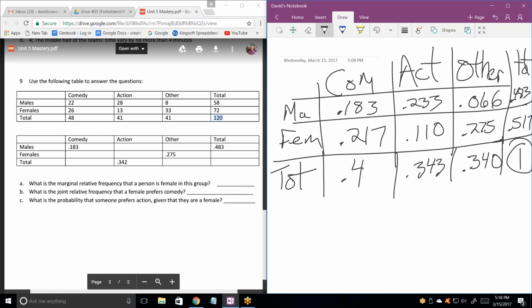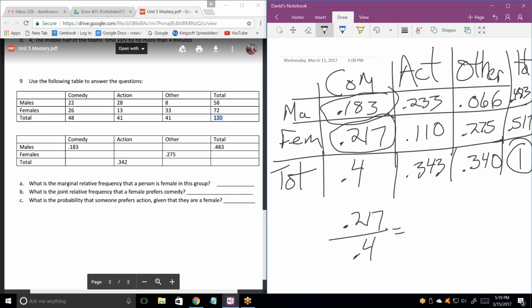What's the joint relative frequency that a female prefers comedy? Again, I don't know what they want here. In other words, males like comedy that percentage of the time, females like comedy that percentage of the time. I'm not sure what they're looking for. They're probably looking for this number right here, 0.217 divided by 0.4. That's probably what they mean by joint relative frequency. Would make sense, right?